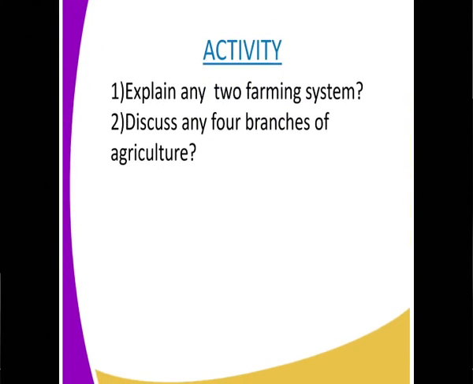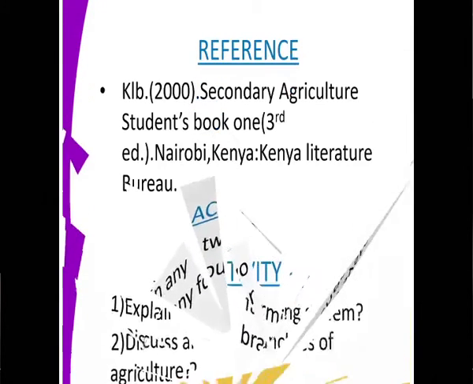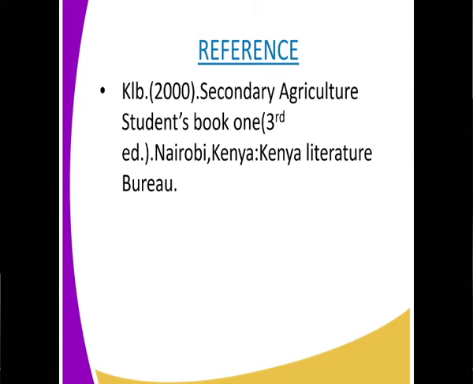And that is the end of today's lesson, and I will leave you with the following questions. Activity number 1 will be to explain any 2 farming systems. Activity number 2 will be to discuss any 4 branches of agriculture. And for our reference, you can refer to the KLB Secondary Agriculture Student Book 1, 3rd edition, Nairobi, and the publisher is Kenya Literature Bureau.